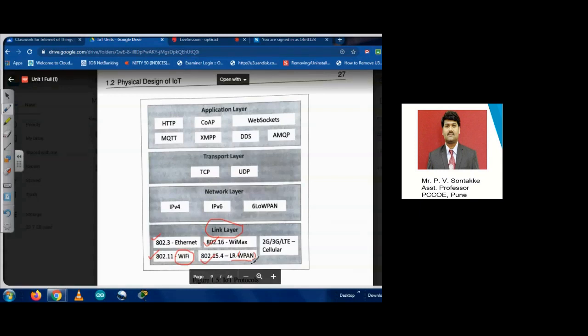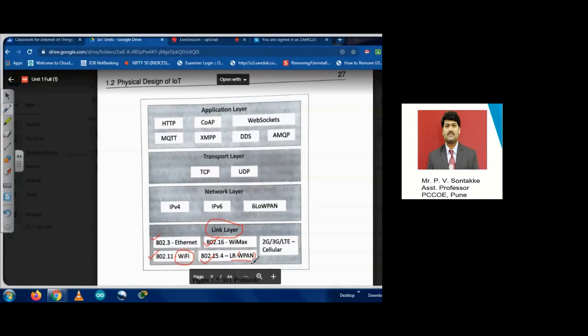Take an example of the Zigbee protocol. Obviously it will have a longer range than Wi-Fi, but the limitation of Zigbee is the data rate. For Wi-Fi it is up to certain Mbps, but for Zigbee it is only certain kbps of data. And power consumed by Zigbee is also very much lesser.